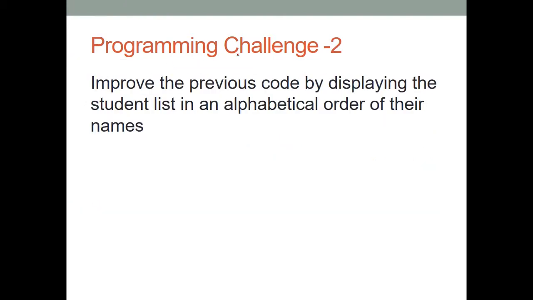Now the next programming challenge: you have to enhance the previous program, and it is very simple. Improve the previous code by displaying the student list in alphabetical order of their names. With the help of the names, we have to sort the students in ascending order, and I hope you know about Comparable and Comparator. You have to do this, and you can use the Collections.sort method. I will give you a hint tomorrow.